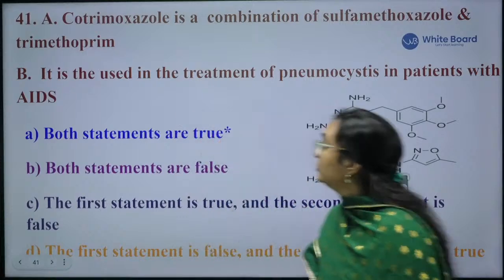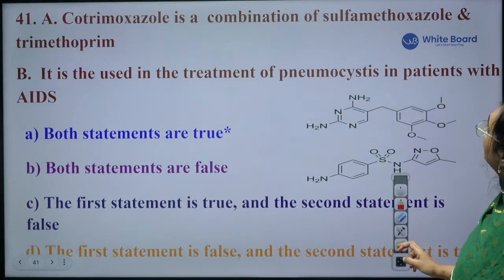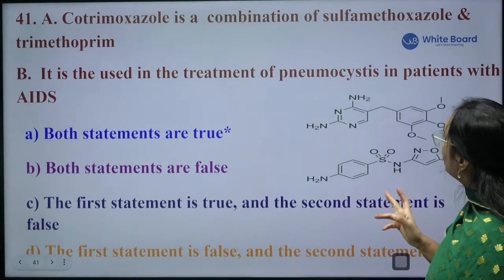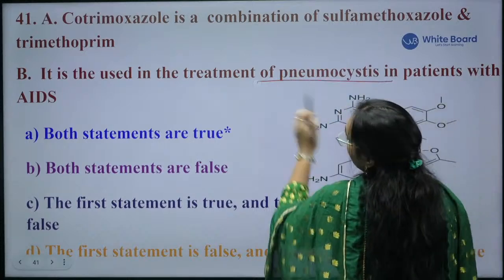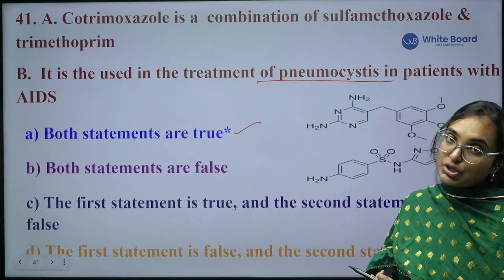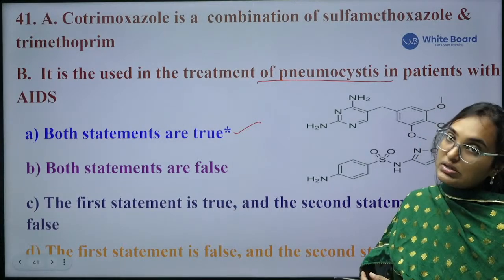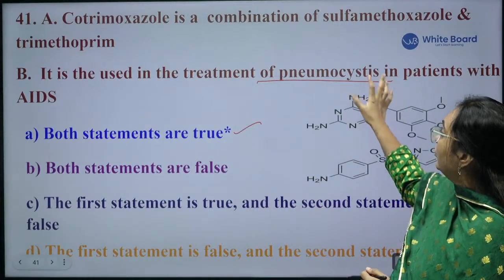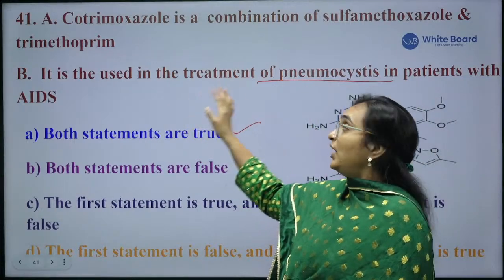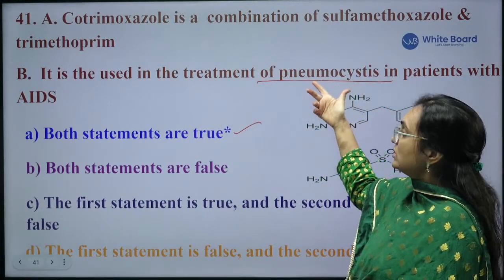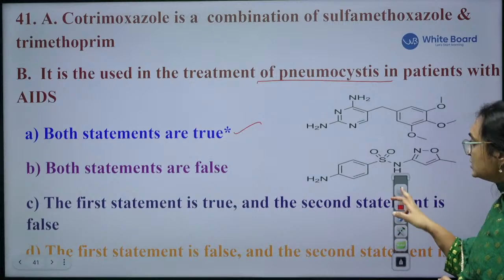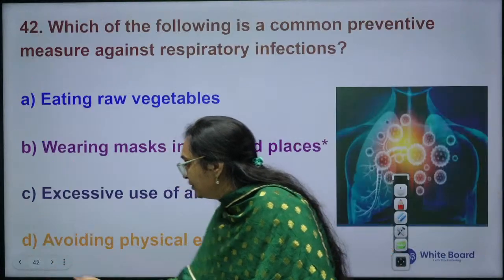Next question. Cotrimoxazole is a combination of sulfamethoxazole and trimethoprim, and it is used in the treatment of pneumocystis in patients with AIDS. Yes, both statements are true. Cotrimoxazole is a combination drug of trimethoprim and sulfamethoxazole, and it is used for the treatment of pneumocystis in patients with AIDS. So both statements are true here. Answer is A. Next question.